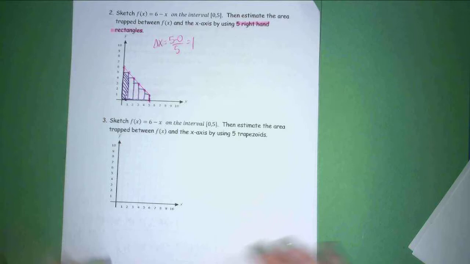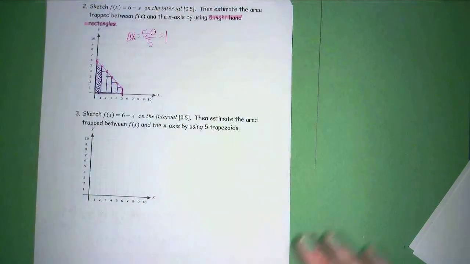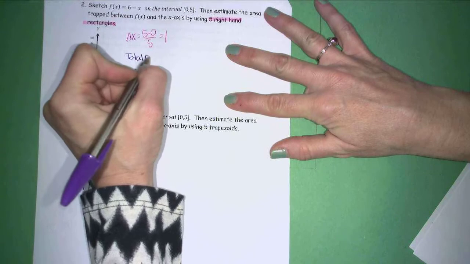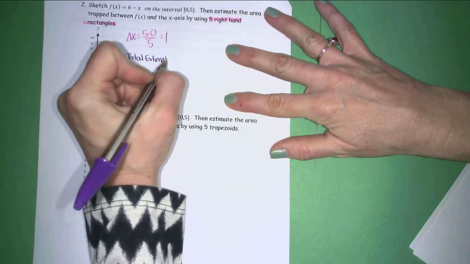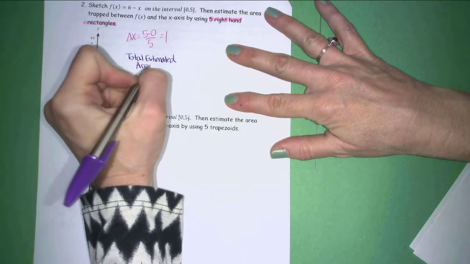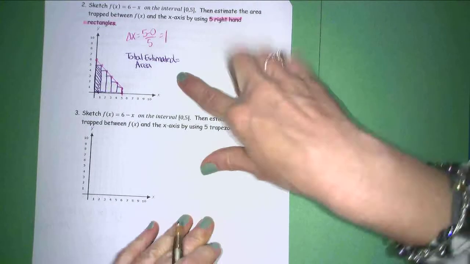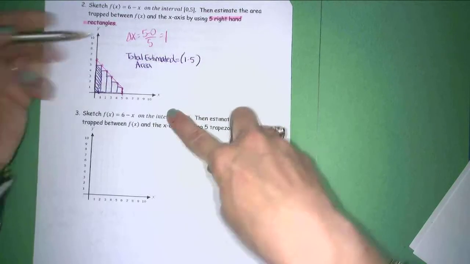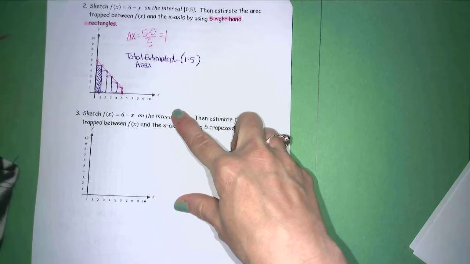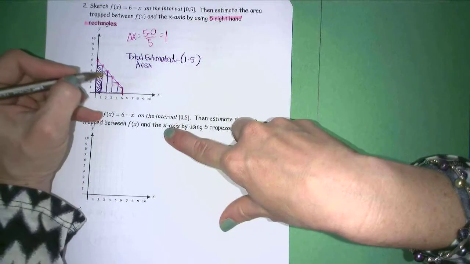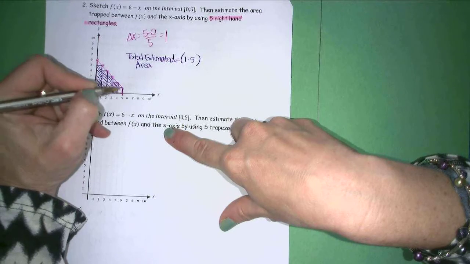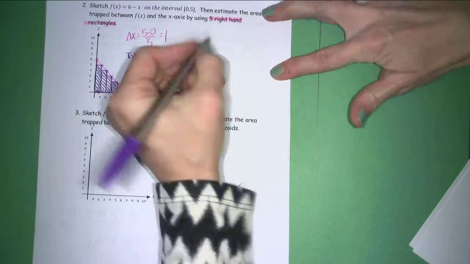That first area, so let's get a gauge on this, my total estimated area will equal. That first rectangle is a 1 by 5, because I'm pulling up here and my height is 5. The next one, 1 by 4, 1 by 3, 1 by 2, and 1 by 1. So I'm just going to add those in.